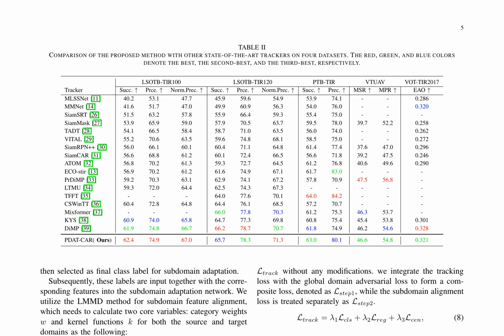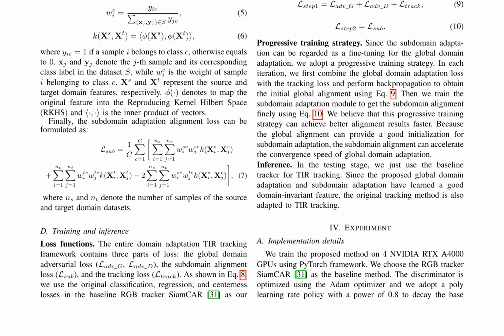Implementation details reveal that the proposed method was trained on 4 NVIDIA RTX A4000 GPUs using the PyTorch framework. The baseline tracker, SiamCAR, was used as a reference, and the discriminator was optimized using the Adam optimizer with a poly learning rate policy. The subdomain adaptation alignment loss is formulated as a combination of category weights and kernel functions for both the source and target domains. This loss function aims to minimize the discrepancy between features from different domains, ensuring effective alignment.